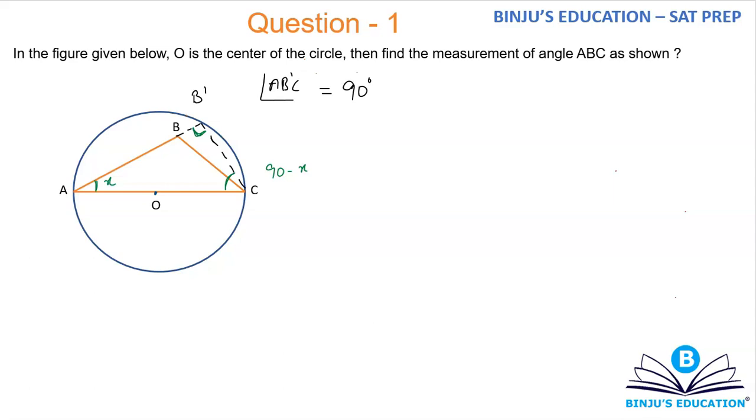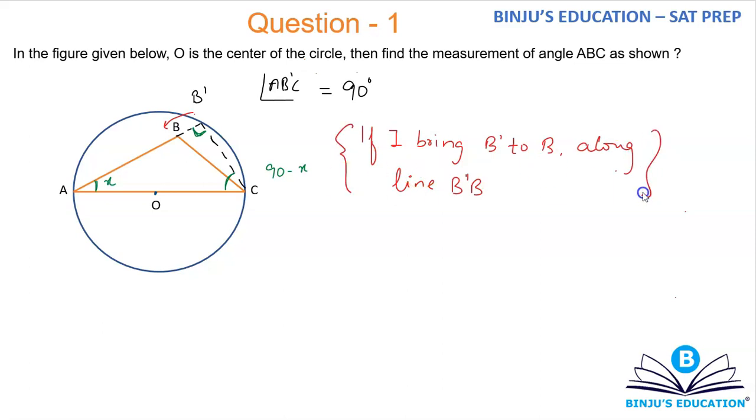Now understand this part. If I bring B dash to B along the line B dash B, can I say my angle A won't change? Because the angle between the lines AB and AC is not changing, it's just that I'm reducing the length of AB dash. So angle A won't change, that's one thing for sure.